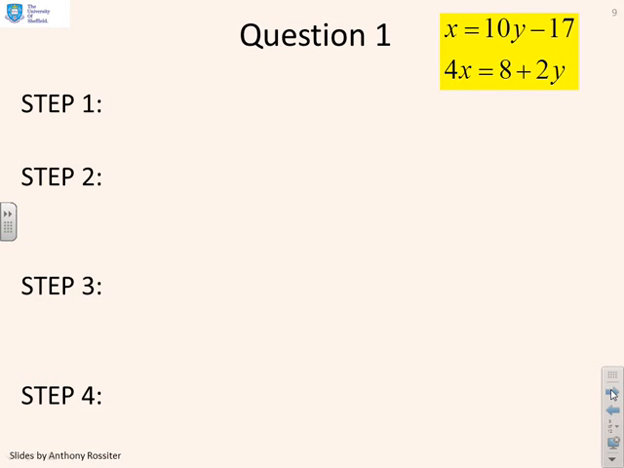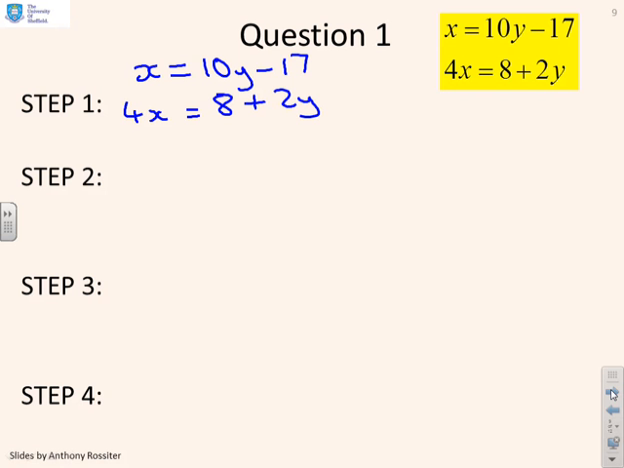Okay, we'll do a few more examples, going through all the steps on a single page to see what's happening. So what have we got? We've got x equals 10y minus 17, 4x equals 8 plus 2y. So what was the first step? The first step was to make sure you had a variable on its own on the left hand side. Now we've already got that. x is already on its own on the left hand side, so I don't need to do anything. Step 1 is as it is.